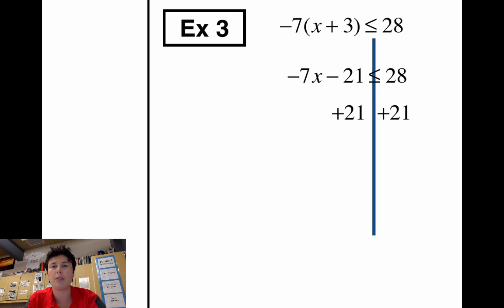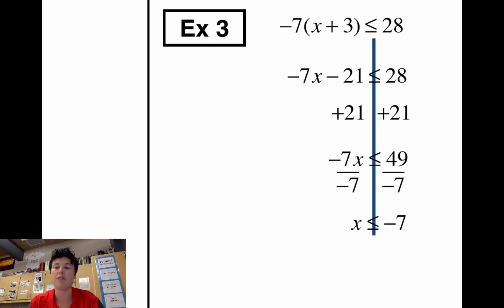So I'll add 21 to both sides. I'll get 28 plus 21 is 49. And then I'll divide by -7 on both sides. Now when I divide by a -7, it's one of these weird cases again. 49 divided by -7 is -7, but I'm going to have to flip the symbol. So it's another flip the sign problem. I divided by a negative, so I flip the symbol. So just something we have to memorize here.